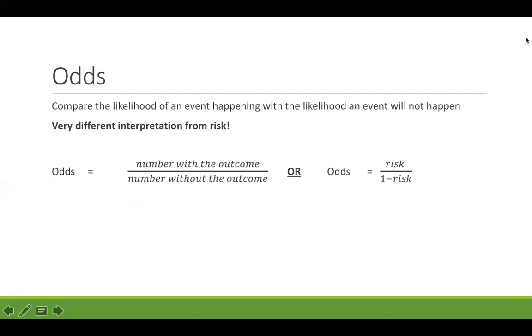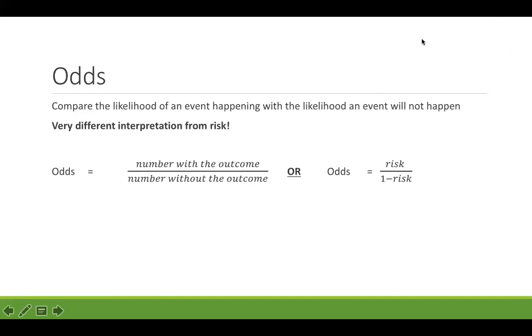So next is odds. Typically each semester, risk and odds get confused with one another. And the difference is that odds compares the two possible outcomes with each other, and risk only compares one outcome. So risk compares the chances that something will happen, and odds compares the chances that it will versus the chances that it won't. So it compares the likelihood of an event happening with the likelihood that it won't happen.